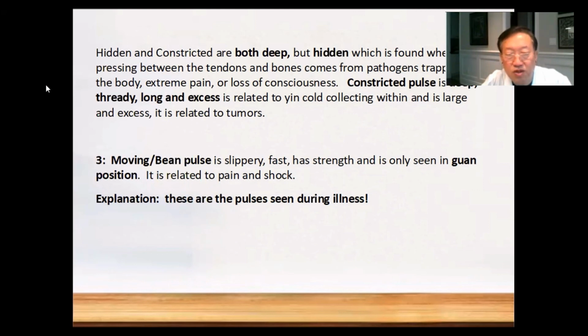Confined pulse is deep, thready, long, and excess. It's related to yin, cold, collecting within, and is large and excess. It's related to tumors. 3, moving or bean pulse is slippery, fast, has strength, and is only seen in the guan position. It's related to pain and shock.